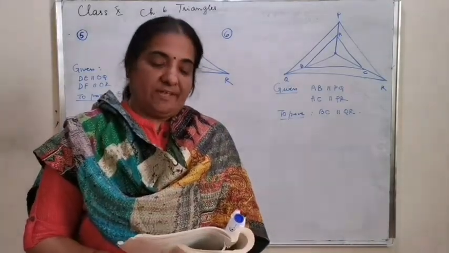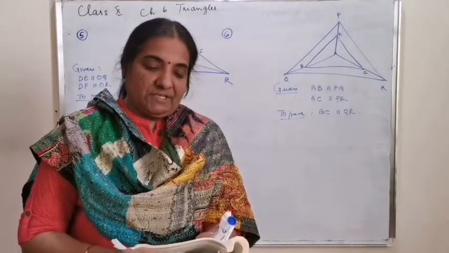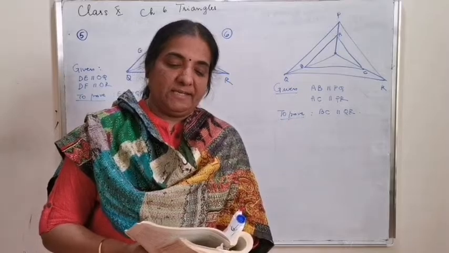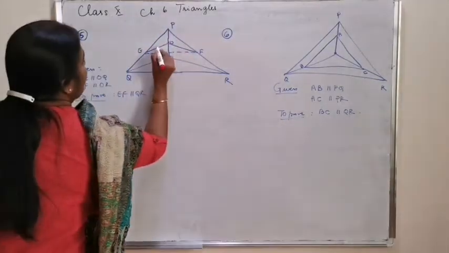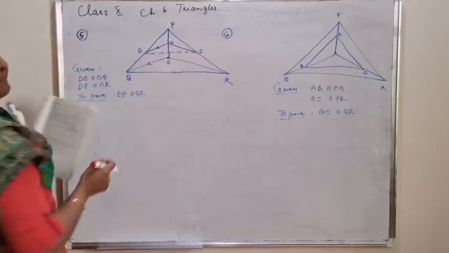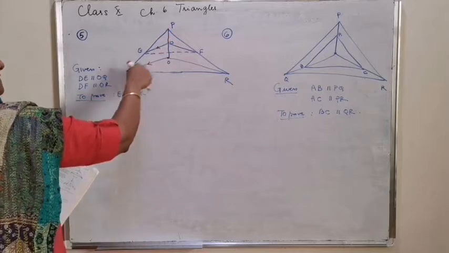Question number 5 and 6 are similar questions. Question number 5, in the figure DE is parallel to OQ. We can see here OQ is the base and the triangle is POQ.